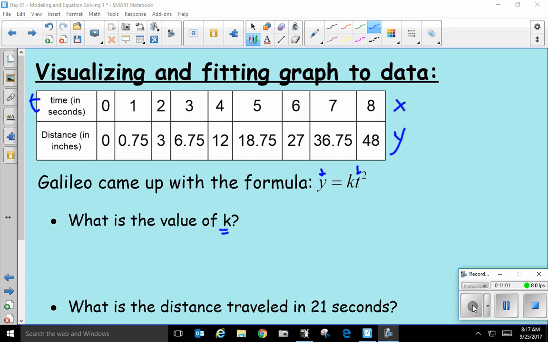Obviously, there's a value for k. We can do 4 and 12, it's easy. But what's even easier? 3 and 6? What's even easier than that? 1 and 0.75. Let's explain why that's easy. Let's put 1 and 0.75. This has to be 0.75, correct? We don't know our k. Our t is 1. What is 1 squared? What's 1 times k? And what is k equal to? Did you have to do any math there whatsoever?